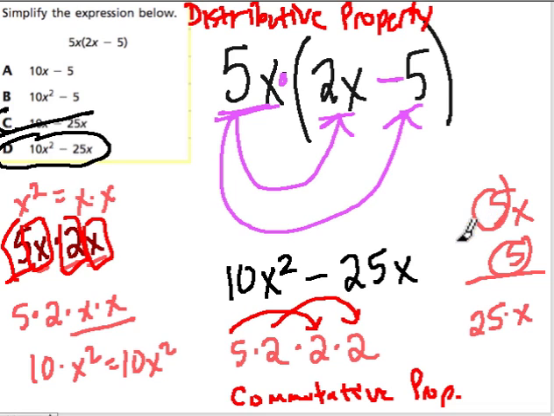Same thing here. We have 5 times x times 5. We can do the 5 times the 5 and then just have times the x next. So it's 25 times x. So the commutative property tells me I can do this without changing the answer.